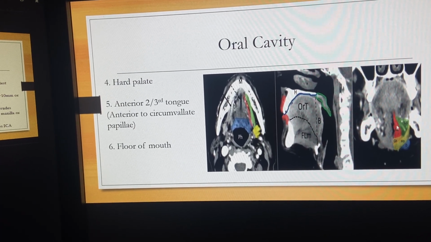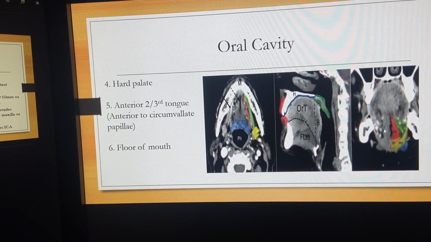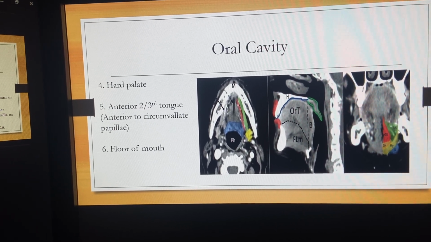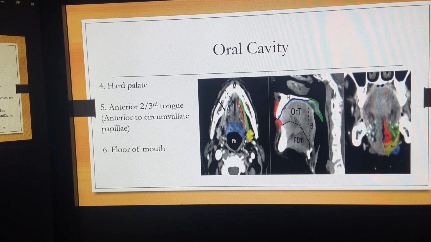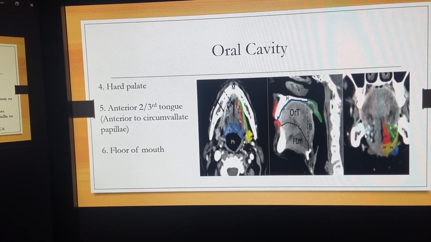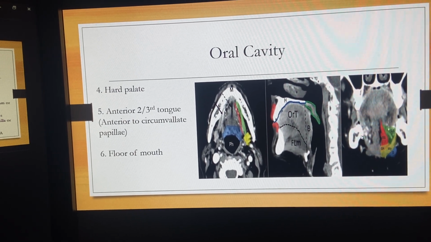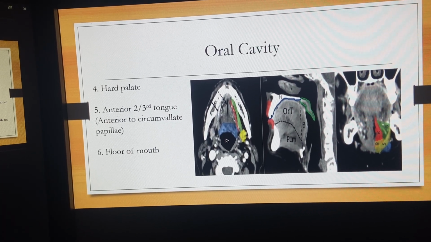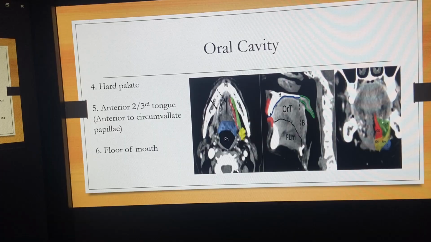The floor of the mouth is below the oral tongue, and the inferior extent is marked by the mylohyoid sling muscle, which is extending between the mylohyoid ridges from the inner aspect of the mandible on either side. That is the floor of the mouth.